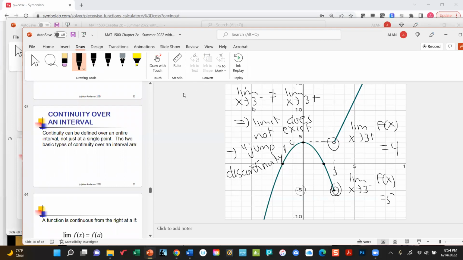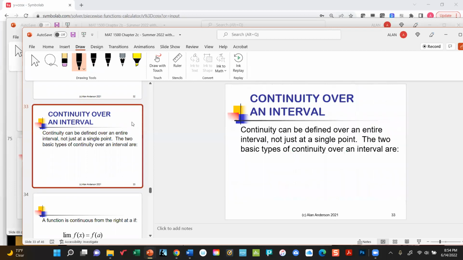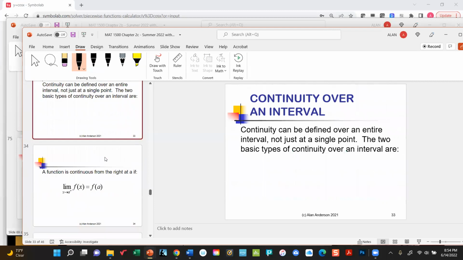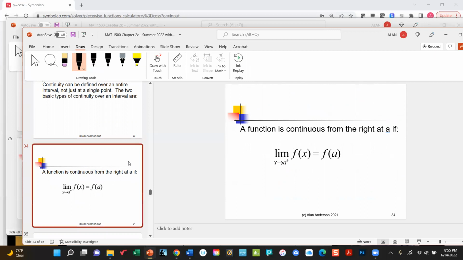I did say before that we can define continuity at a point, which is what we've been focusing on, but we can also define something called continuity over an interval. Okay, so basically, what is that all about? Well, there are 2 basic cases. A function can be continuous from the right at A.